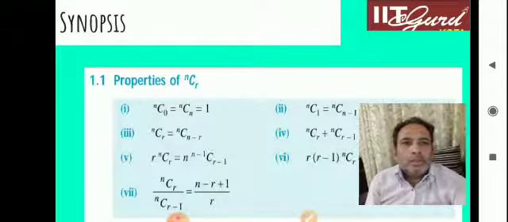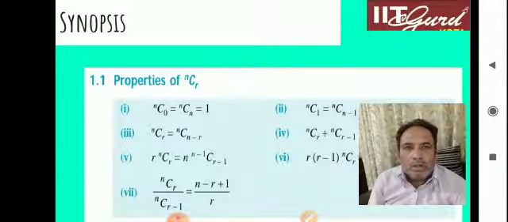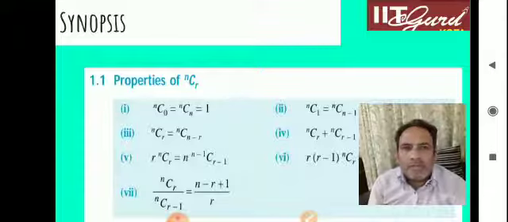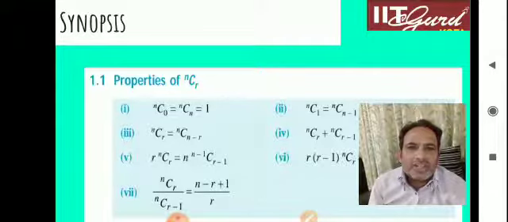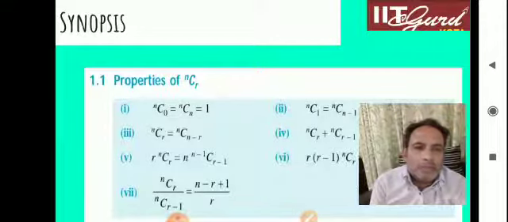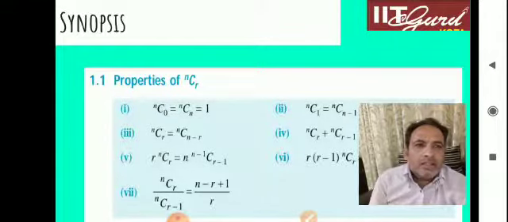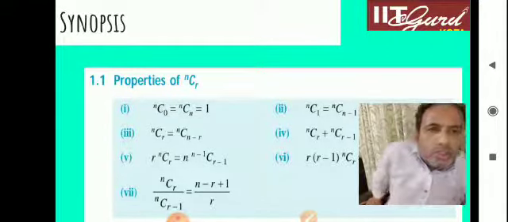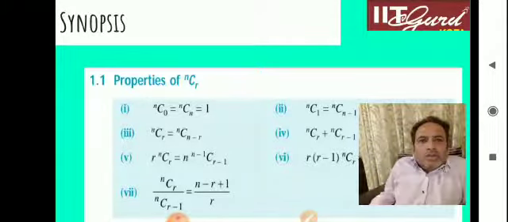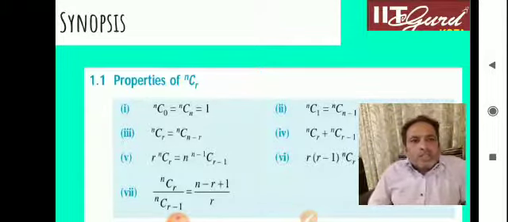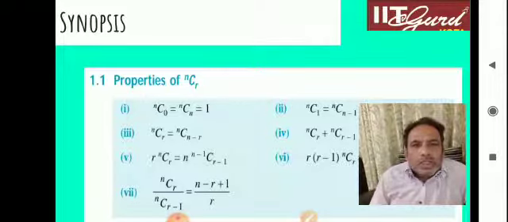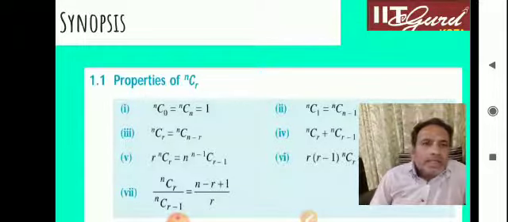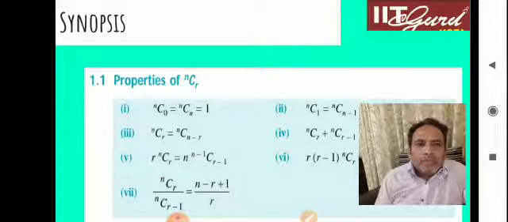Let me make a synopsis, that is, properties of nCr, as the entire game is of the coefficients in the binomial theorem. All the series and others we use here are only the coefficients. So you see nC0 and nCn, that is 1.